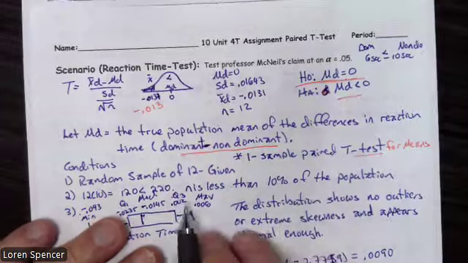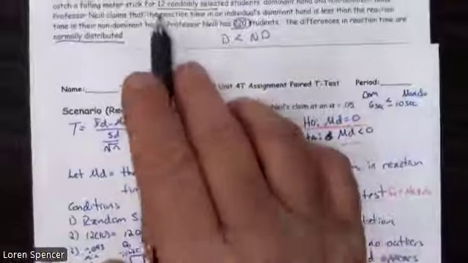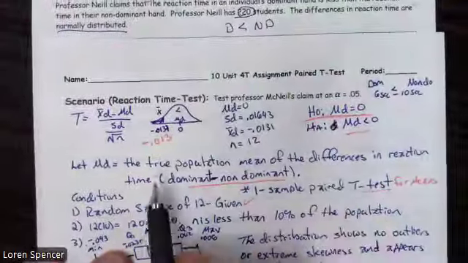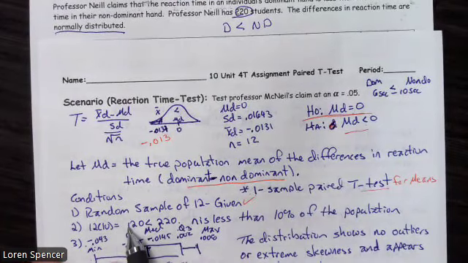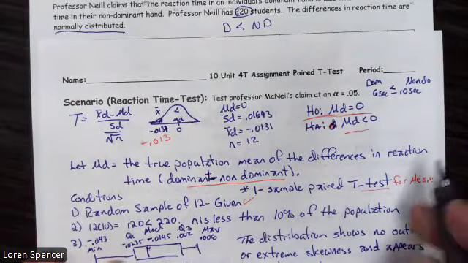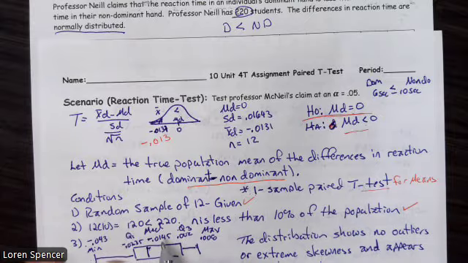All right, our conditions. Well, we have a random sample of 12. That was given to us. That was nice of them. And 12 times 10 is 120, and he had 220 students. So n is less than 10% of the population. So that condition is met.